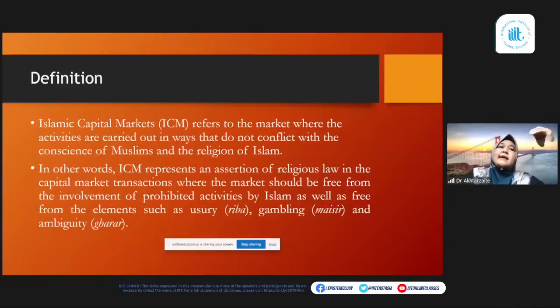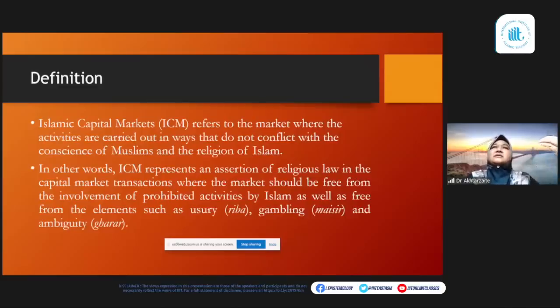Then what is Islamic capital market? So Islamic capital market, on the other hand, refers to the market, with the same functions, where the activities are carried out in ways that do not conflict with the conscience of Muslims and the religion of Islam. It's the same like banking. It is also the same function, but done in a way that it does not violate the principles of Islam. All right, it does not have riba, it does not have maisir, it does not have gharar. So all the prohibited elements are eliminated in the Islamic capital market.